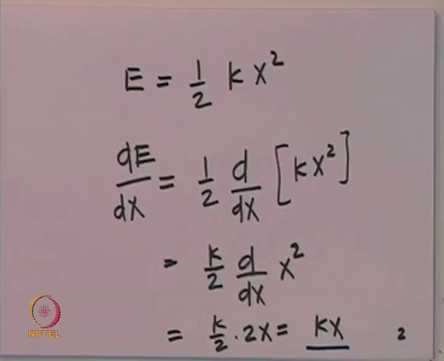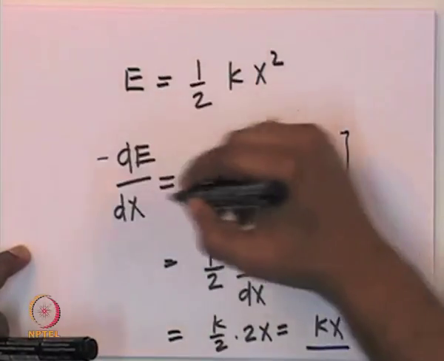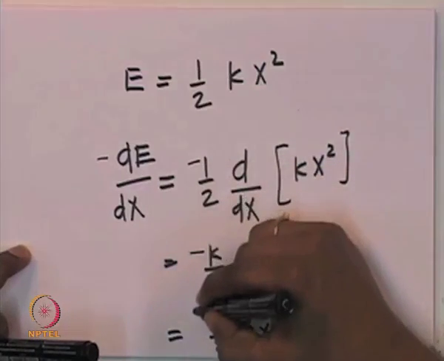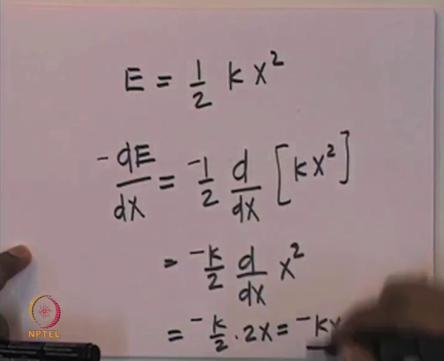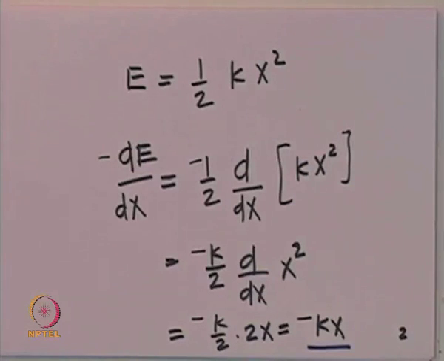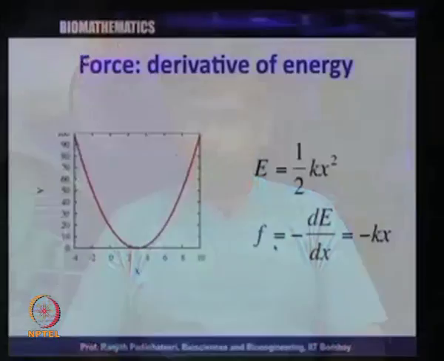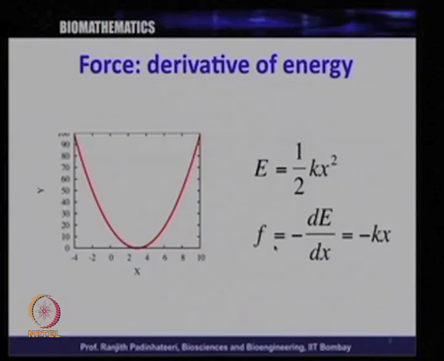Now, if you add a minus sign everywhere, the answer also will have a minus sign. So that is minus kx. We all know that the force to pull a spring is minus kx. The minus sign only indicates the direction of the force, which is towards the center. So it is a restoring force, hence the minus sign. Essentially, the derivative of this potential energy, half k x square, is the force.